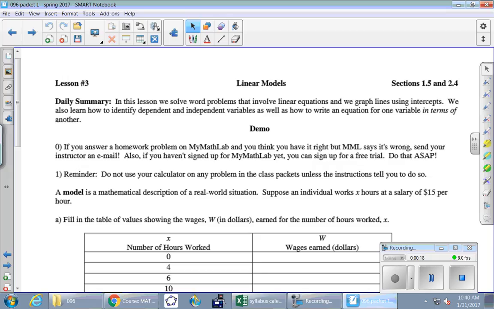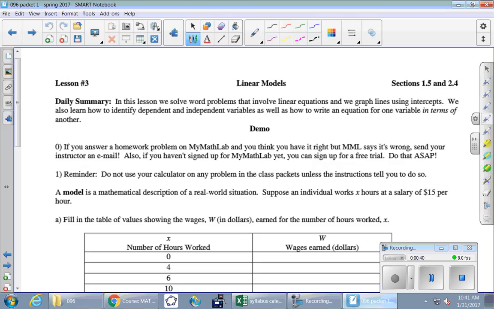In this lesson, we solve word problems that involve linear equations, and we graph lines using intercepts. We also learn how to identify dependent and independent variables, as well as how to write an equation for one variable in terms of another. Some of the stuff today is probably going to look familiar to many of you, but there's a lot of vocabulary, and some of that vocabulary might be new.